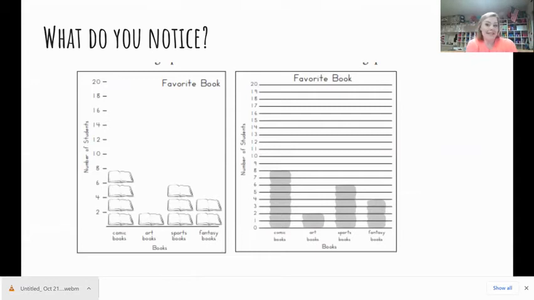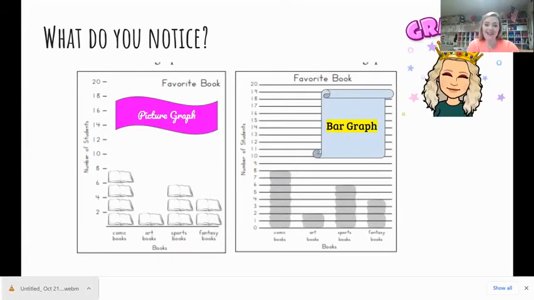All right, what do you notice? Maybe pause the video and just think about all the things that you see. All right, so there's two types of graphs here. They're both similar because they look like bar graphs, but the one to the left is a picture graph, and you can see that each picture of a book represents 2 votes. And then on the right, we have just a traditional bar graph that's used with shading bars.